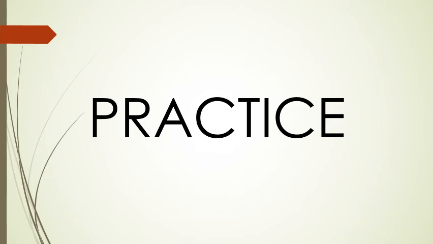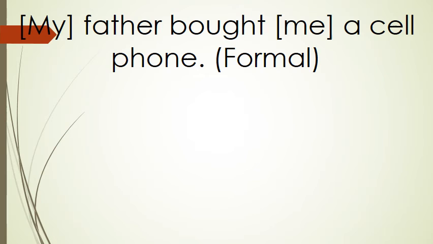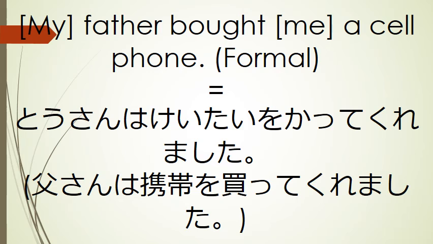Now that we've finished with our grammar and vocabulary, we're going to practice making some sentences. Our first sentence is, my father bought me a cell phone. And this is going to be formal. To-san wa keitai o katte kuremashita.